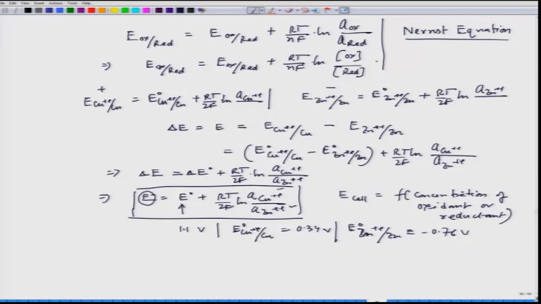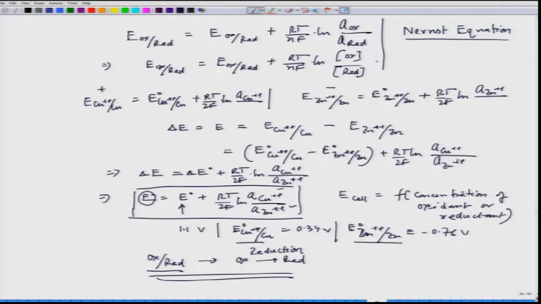And as we have already mentioned, we will all the time talk about the reduction process, and all these relations are on the basis of reduction, because whenever I write Ox/Red, it means Ox is going to Red, that is, we are having reduction. This is important. So the reduction potential of one half-cell is this, and the reduction potential of the other half-cell is this.